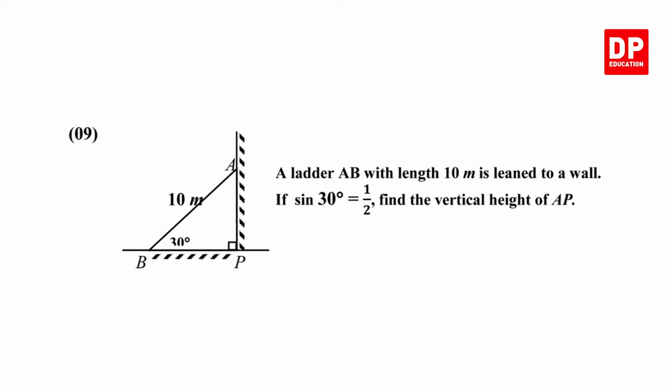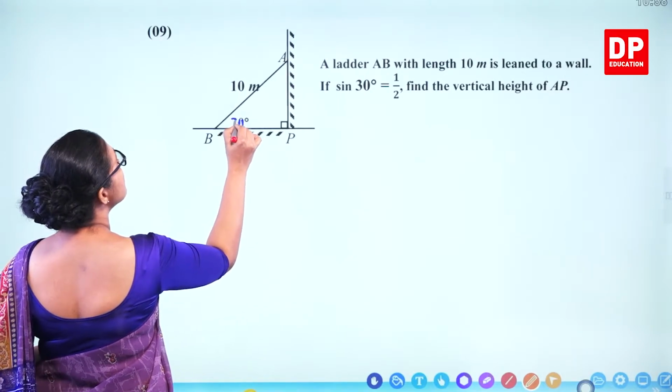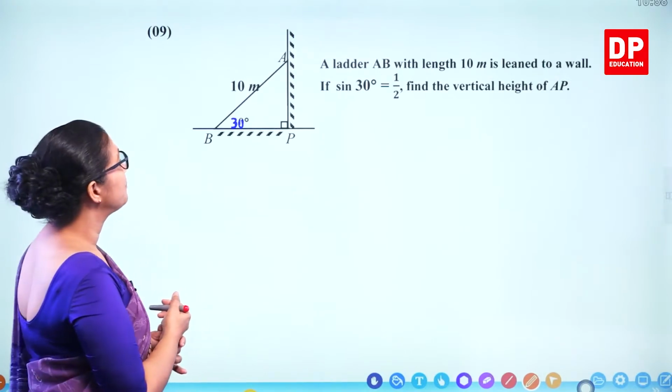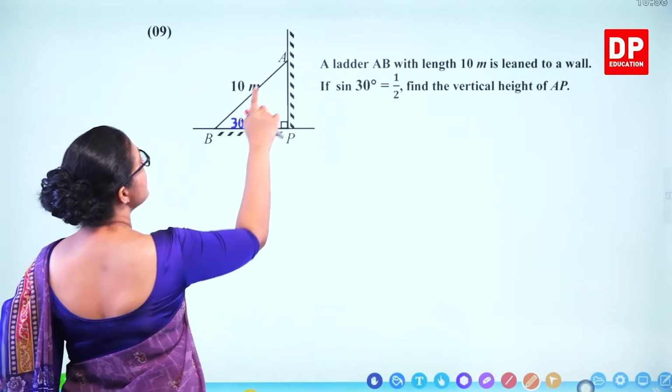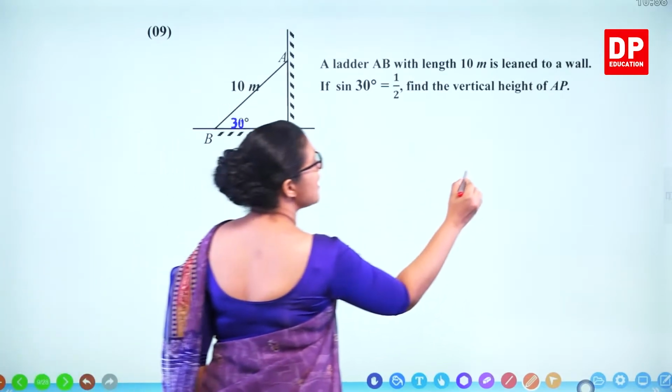Question number 9. A ladder AB with length 10 meters is leaned against a wall. If sine 30 is half, find the vertical height of AP. This is given 30 degrees. This angle is 30 degrees. So what's sine 30? Sine 30 is AP over 10. What's that? SOHCAHTOA.